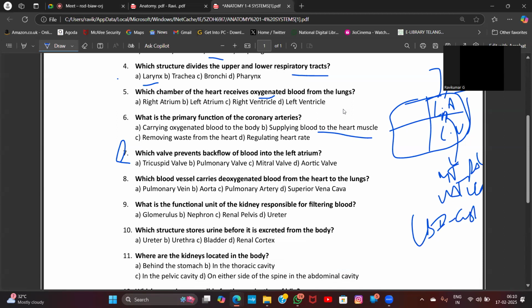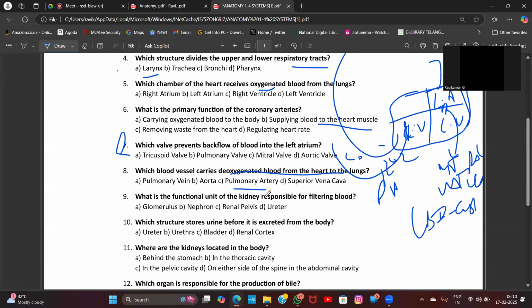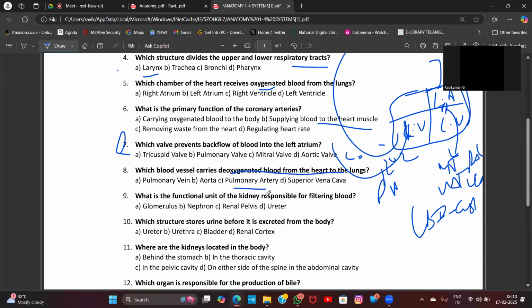Next one. Which blood vessel carries deoxygenated blood from the heart to the lungs? Pulmonary artery. The pulmonary artery carries deoxygenated blood, CO2-rich blood, from the right ventricle to the lungs.